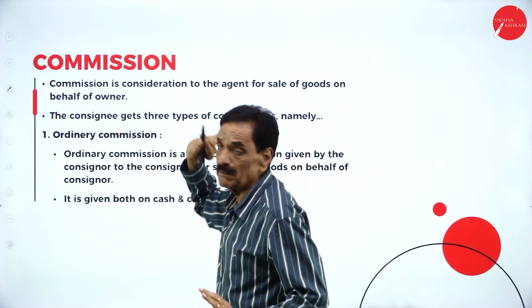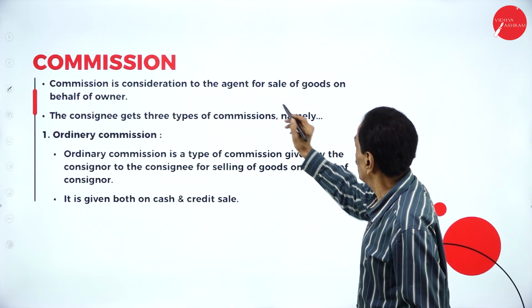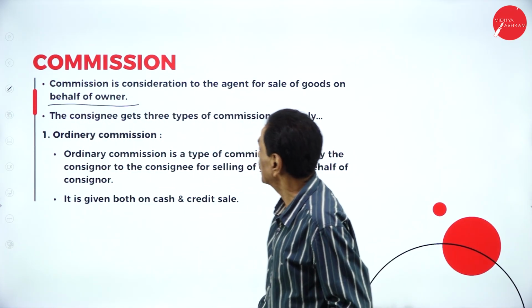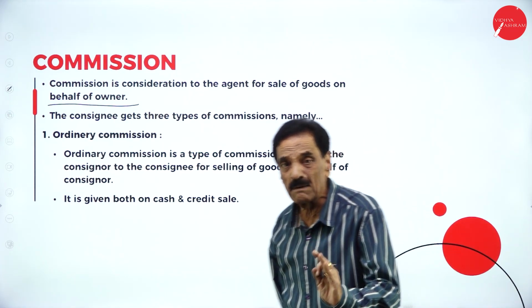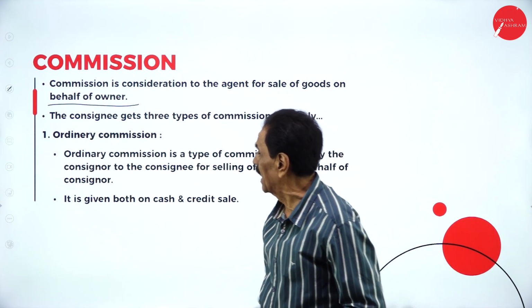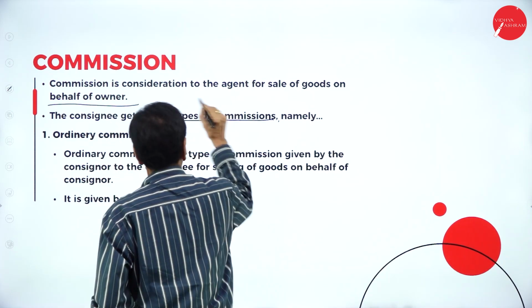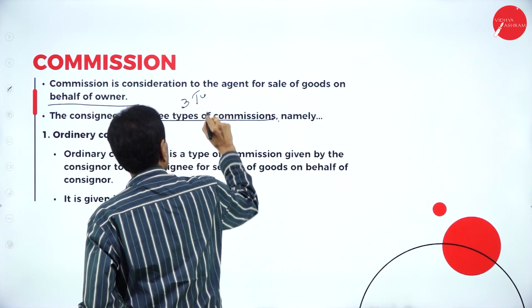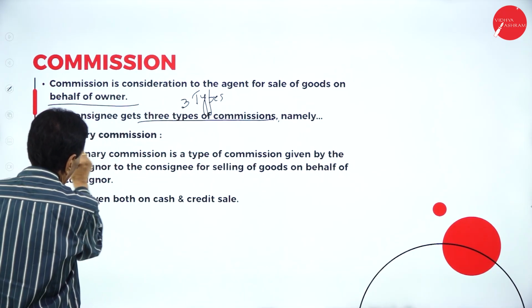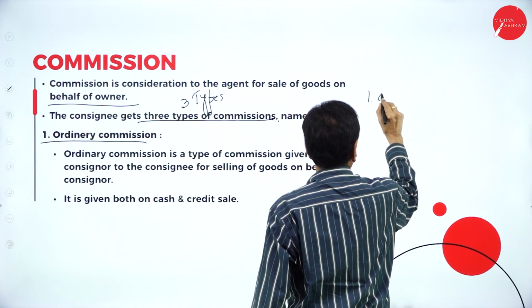We'll move on. Commission. Commission is consideration to the agent for sale of goods on behalf of the owner. It is nothing but a compensation payable to the agent who will sell the goods on behalf of the consignor. The consignee gets three types of commission. This is important. Three types of commission. One is called ordinary commission.